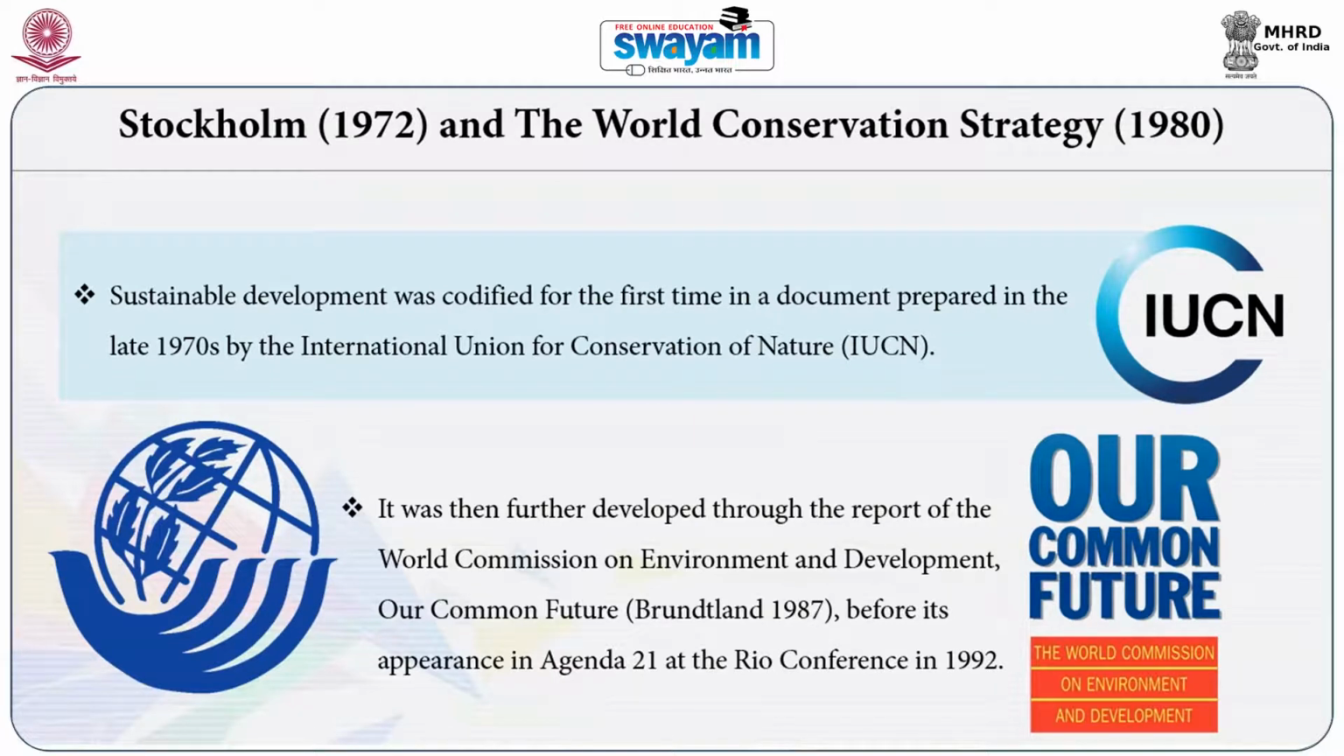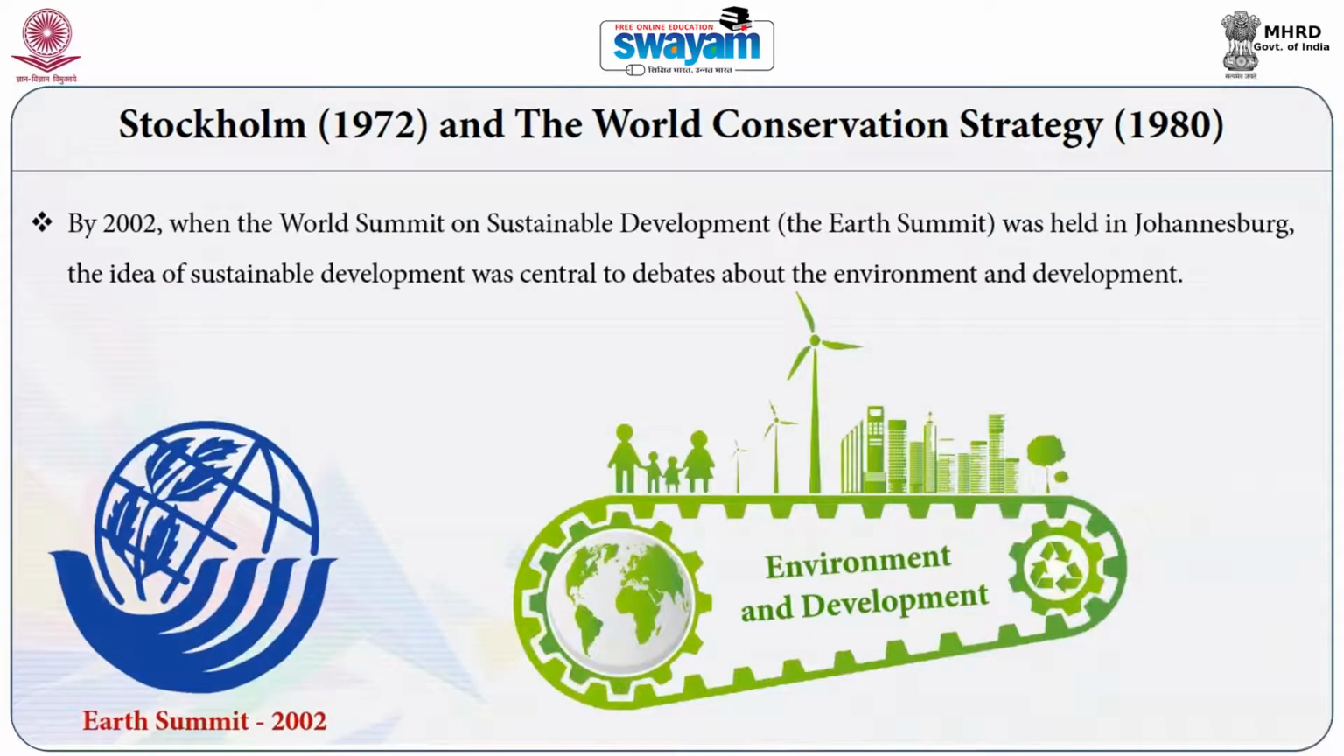It's after this that Agenda 21 comes up during the Rio Conference in 1992. And then finally, in 2002, you have the World Summit on Sustainable Development. So the summit itself gets called the World Summit on Sustainable Development, and this summit is called the Earth Summit. So sustainable development by 2002 becomes the key idea to define the way in which we're understanding the world. And this conference was in Johannesburg. So by 2002, it becomes central.